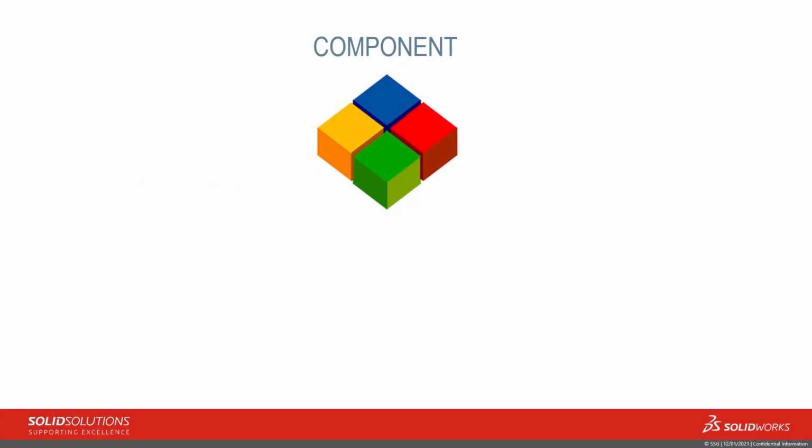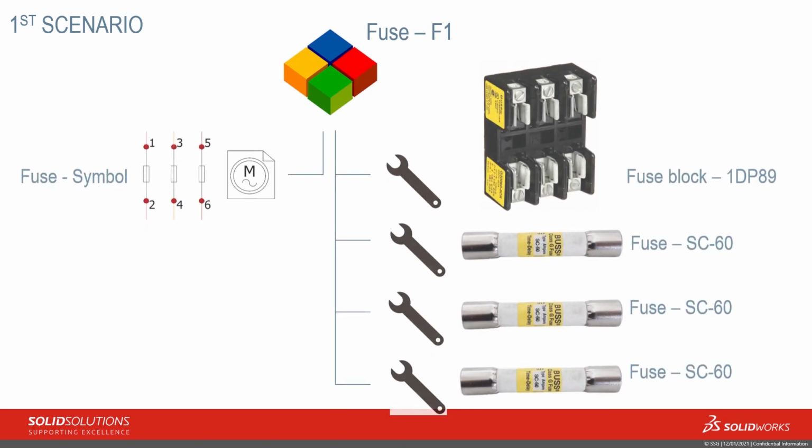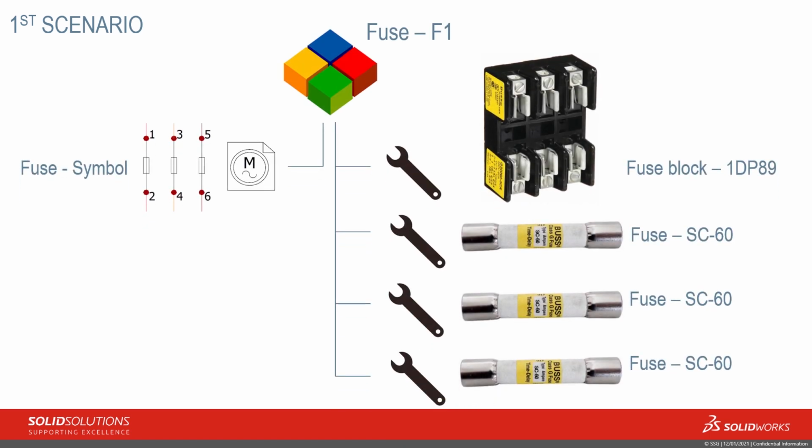The component is the main object in the design. To a component, we can associate as many symbols or manufacturer parts as we want. No symbol or part can be inserted if the component is not created first. Let's have a look at two different scenarios. In the first scenario, for a fuse component, there are 4 manufacturer parts, a fuse block and 3 fuses. The component is represented just by one symbol.